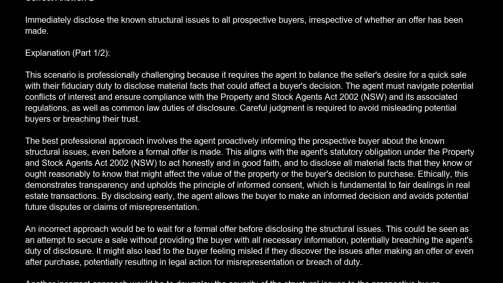The best professional approach involves the agent proactively informing the prospective buyer about the known structural issues, even before a formal offer is made.